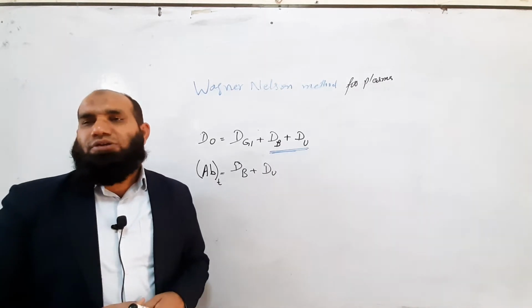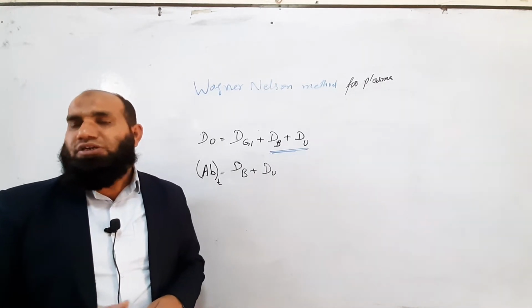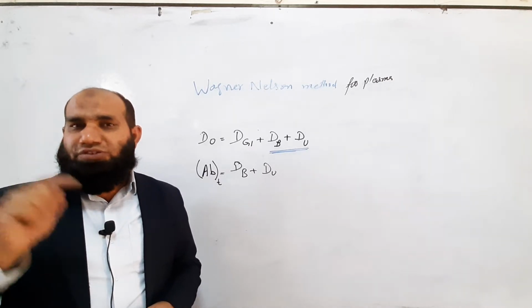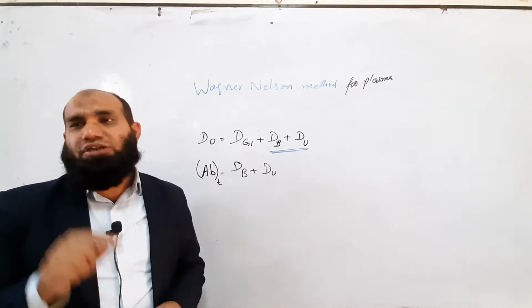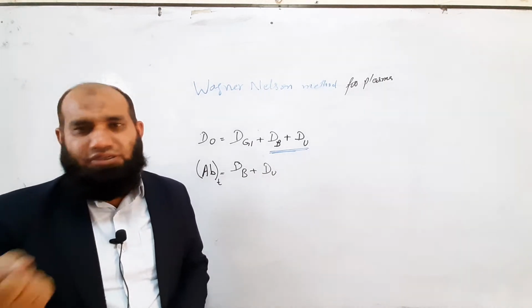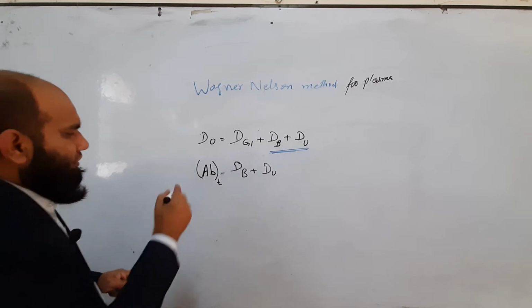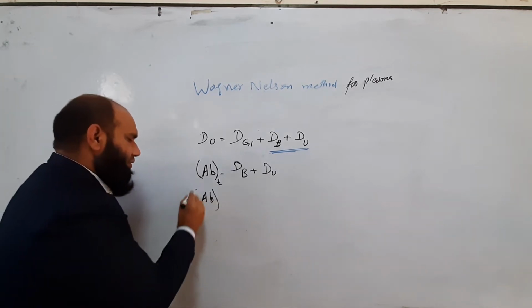It means I am calculating the amount of drug which is present in blood at 10 hours plus the amount of drug which has already been excreted through the urine till the 10 hours. Then I will add these. Okay, when we want to discuss A_B infinity, what does it mean?